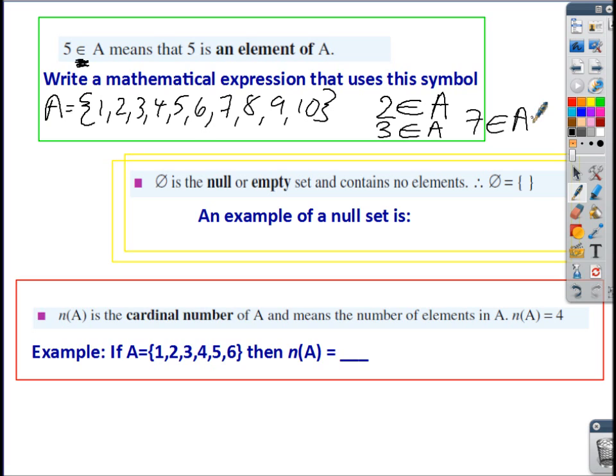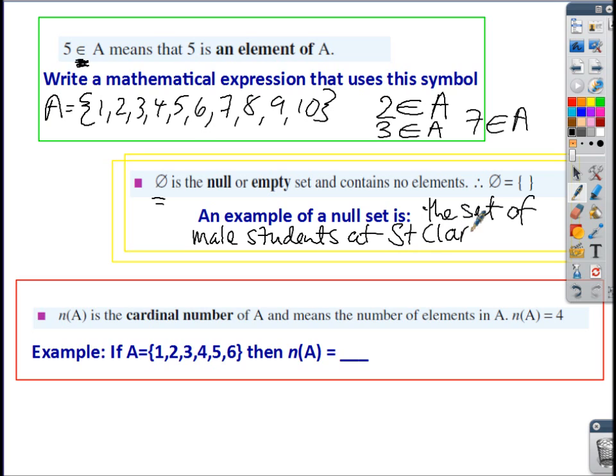This symbol here means a null set, or another way of saying it is an empty set. So an example is probably the best way of understanding this. An example of a null set is, let's say, the set of male students at St. Clair's. That's a null set because there are no male students at St. Clair's.